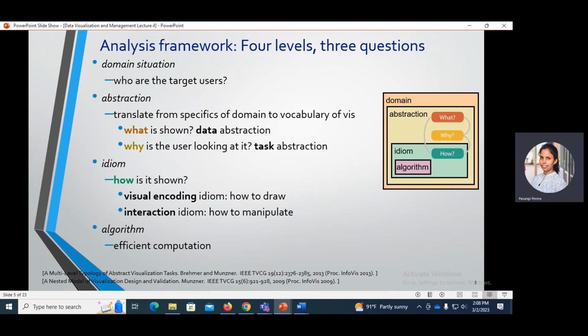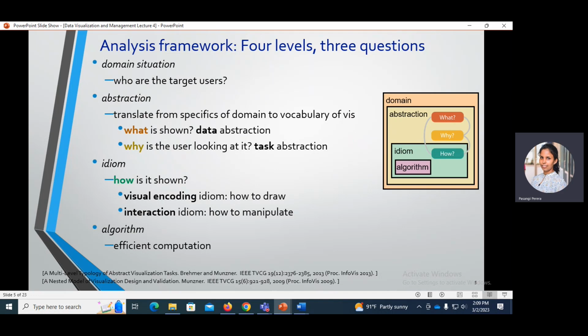And then finally, we have this last level, the algorithm level. How do we efficiently compute this and instantiate it in a computational context?